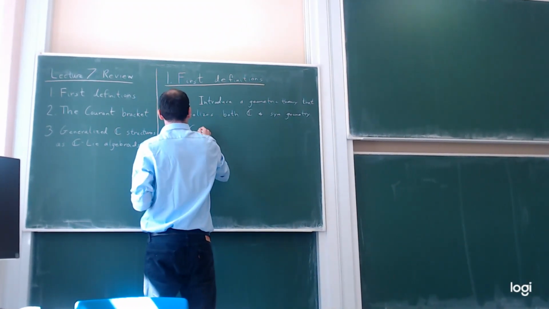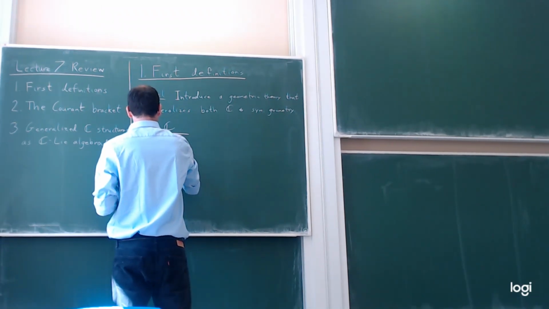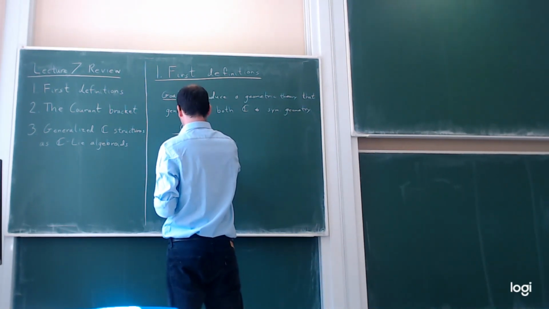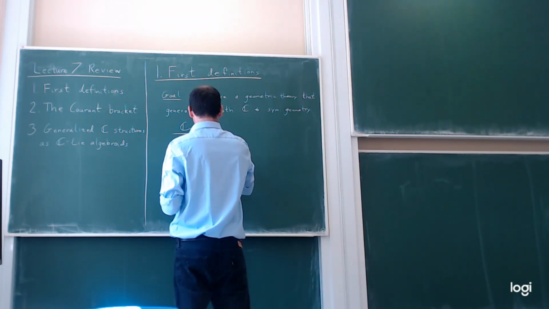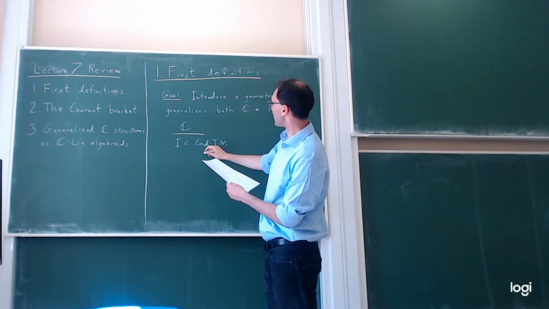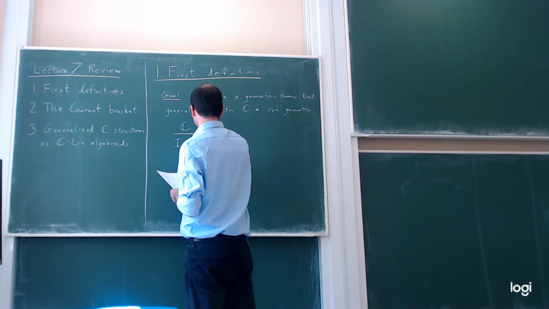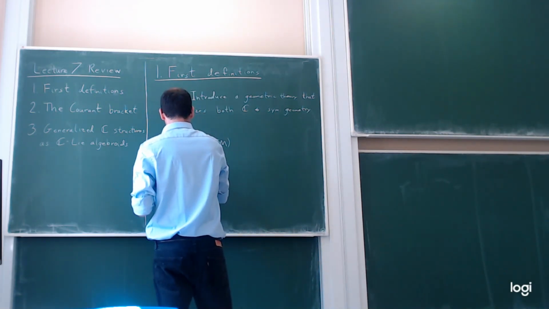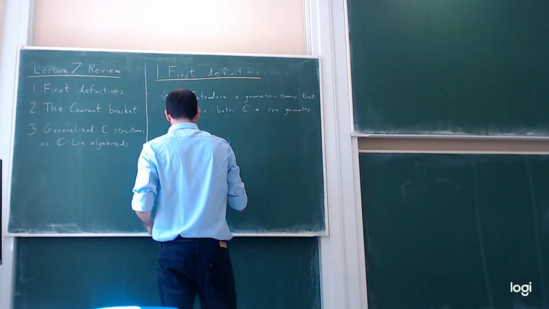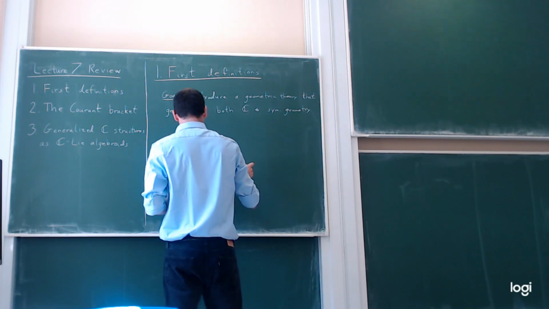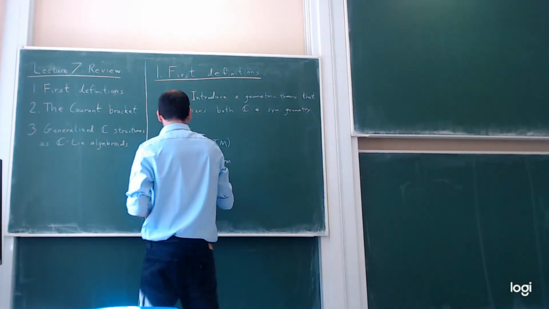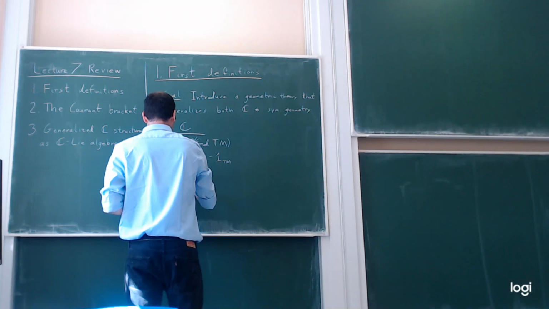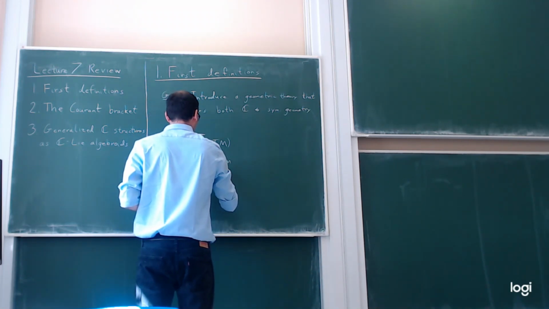So recall, by the way, that a complex structure is an endomorphism, or a section of the endomorphism bundle of the tangent bundle on M, such that I squared is equal to the negative identity on the tangent bundle, and including an integrability condition.